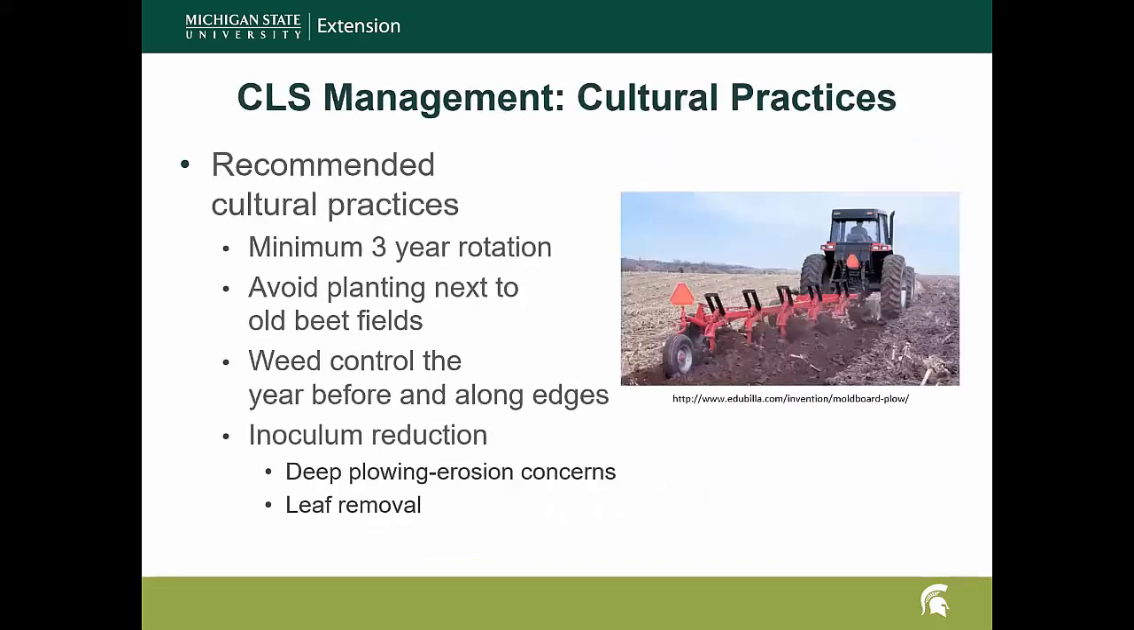In order to manage Cercospora leaf spot, there are three primary strategies that we can use. The first of these is cultural practices. These are just general things that you can do on your farm to help decrease the chances of getting Cercospora. Some of these include having a minimum of a 3-year crop rotation between your sugar beet crops. Then also trying to avoid planting next to old beet fields, because those old beet fields can serve as a major source of inoculum. If you can avoid being next to those, that can greatly decrease your chances of having Cercospora.